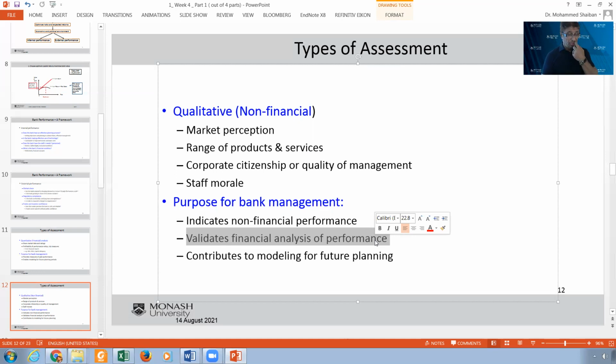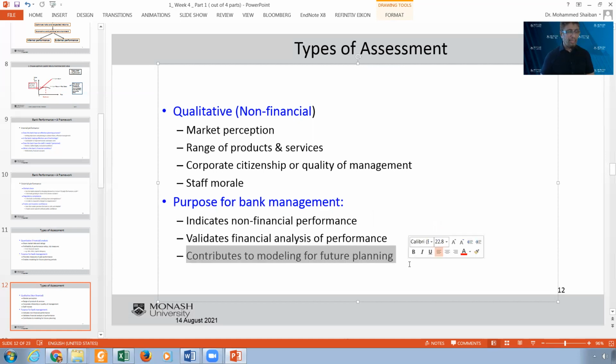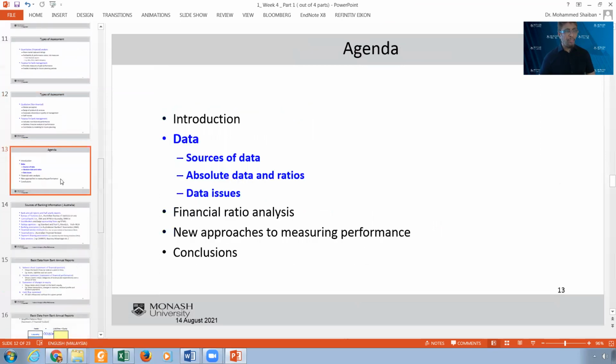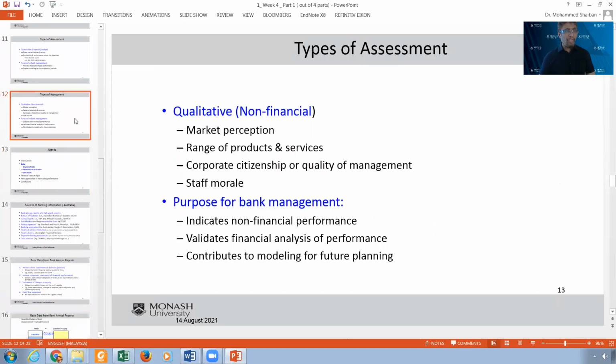So actually the qualitative is validating the quantitative, which means they should go in parallel. They should align to each other. And as I told you, it's also to contribute to future planning. If we are not doing well in this one, we want to see what we are going to do about it. Let me go now to the, I'm done actually with the framework.